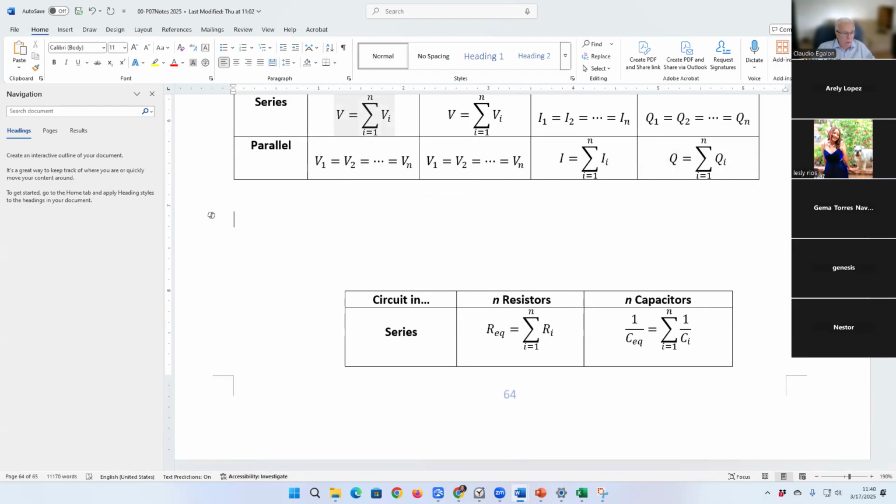So, this is the final answer. What you see here is the final answer, okay? For this one, connecting two capacitors in series.